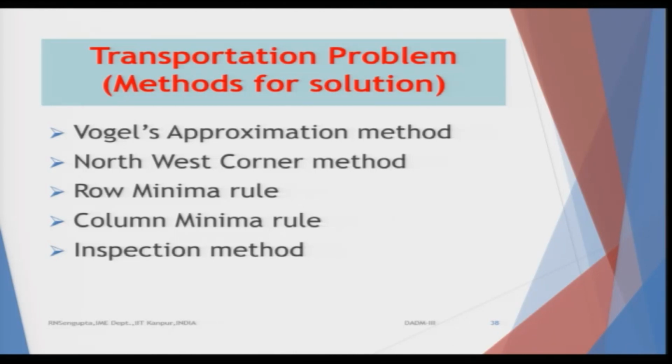With this I will close this 30th lecture and start off Vogel's approximation, northwest corner, row minimum, column minimum and the inspection method in the 7th week, starting with the 31st lecture.